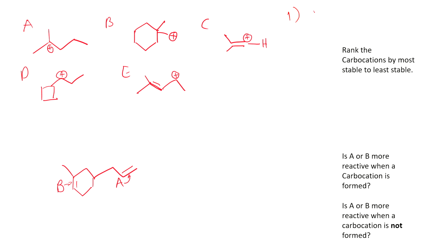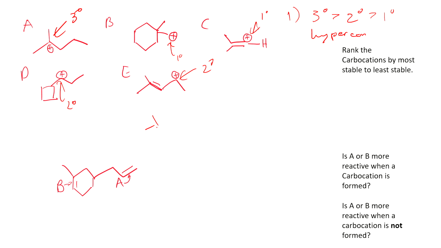So one of the rules we discussed is looking for the substitution of the carbon due to the hyperconjugation effect. So if we were to look at this, this is a tertiary carbocation. This, however, is a primary carbocation because it only has 1 carbon connected to it. This is also a primary carbocation. This right here looks like it's a secondary carbocation, and this right here looks like it's also a secondary carbocation. But wait, if you look here, this is double bonded, so there's a potential for resonance.